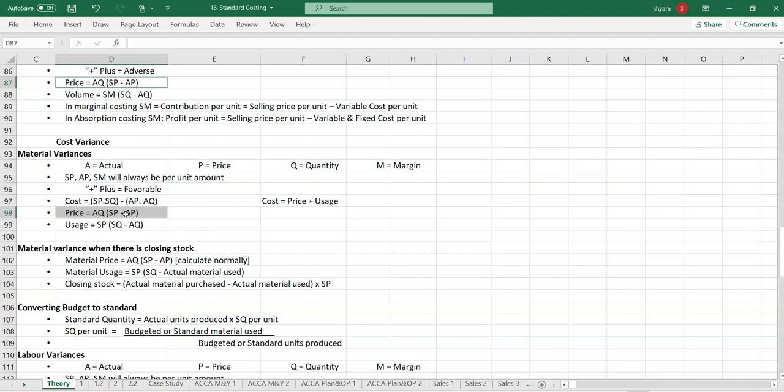Again, AQ into SP minus AP. For usage, we have something called usage variance. In usage, the variance is standard price into standard quantity minus actual quantity. That means the ratio which you saw here, the volume ratio, is similar to the usage ratio. So SP into SQ minus AQ. That's the formula here. Add both of these and you will get the cost variance. So that's about material here.